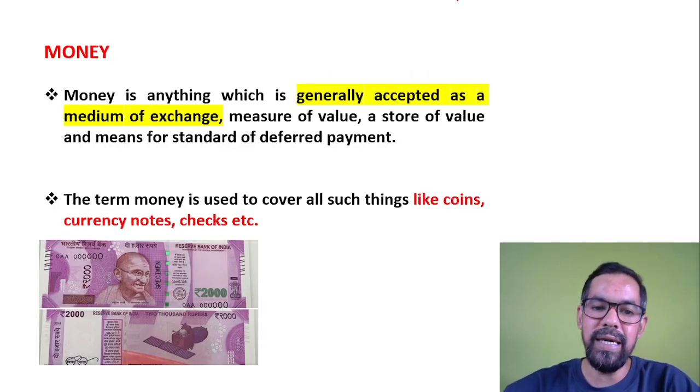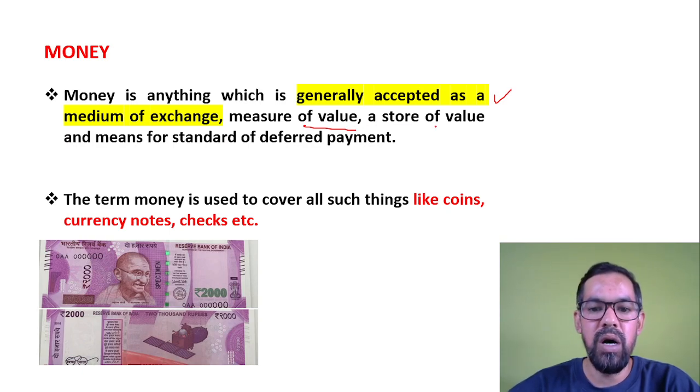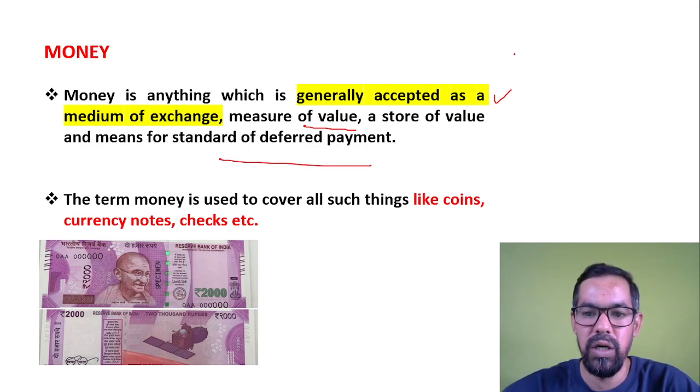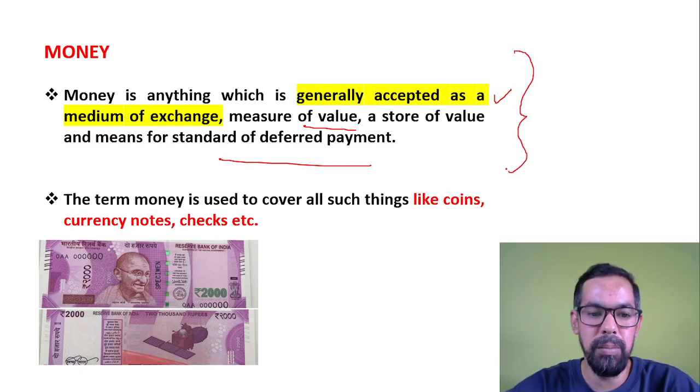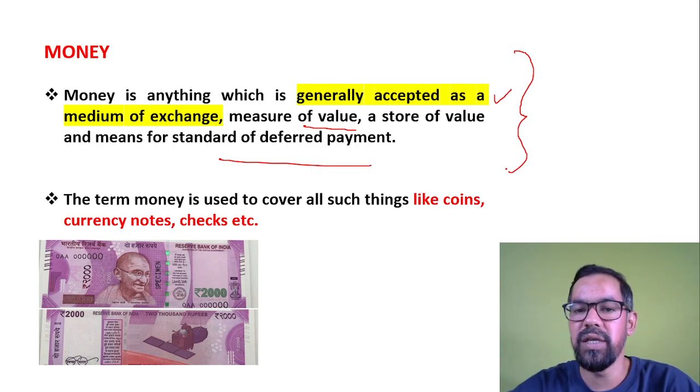Money is anything which is generally accepted as a medium of exchange, a measure of value, a store of value, and a standard of deferred payment, which is generally used for payment methods. The term money is used to cover all things like coins, currency notes, and checks. These are generally part of your money.